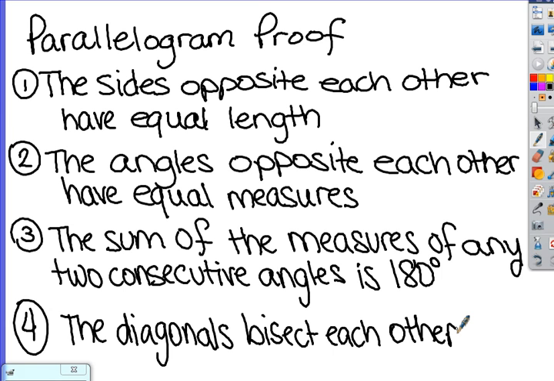Proof number 1, the sides opposite each other have equal length. Proof 2, the angles opposite each other have equal measures. Proof 3, the sum of the measures of any two consecutive angles is 180 degrees. And proof 4, the diagonals bisect each other. We're going to do a problem with these in just a minute, but first, I want to mention rhombus proofs.